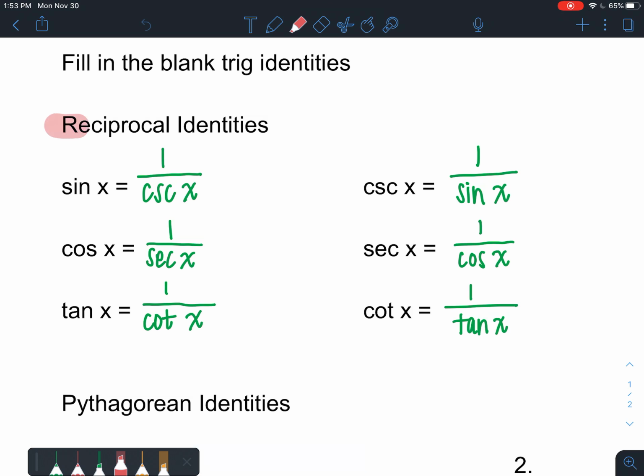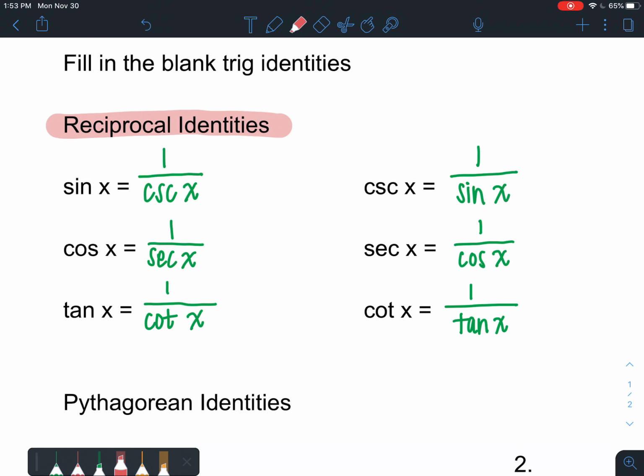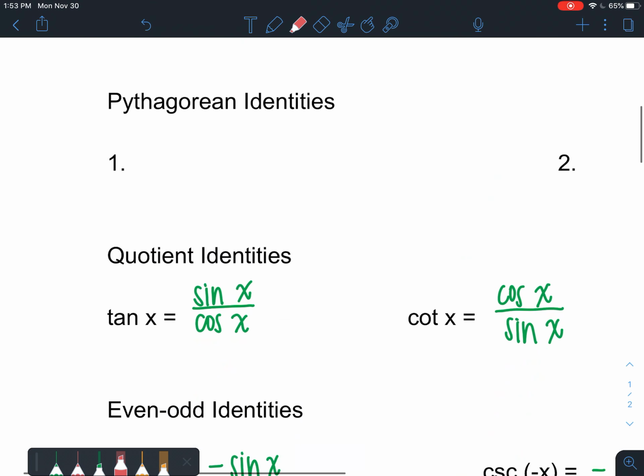Reciprocal identities: sine is equal to 1 over cosecant. Cosecant is 1 over sine. Cosine is 1 over secant. Secant is 1 over cosine. Tangent is 1 over cotangent. Cotangent is 1 over tangent. Those are the reciprocal identities that we reviewed in chapter 4.